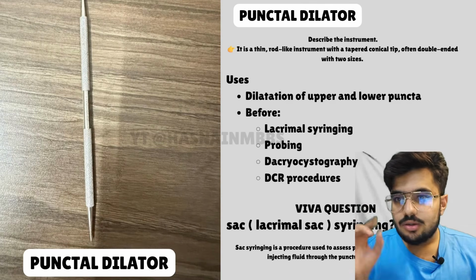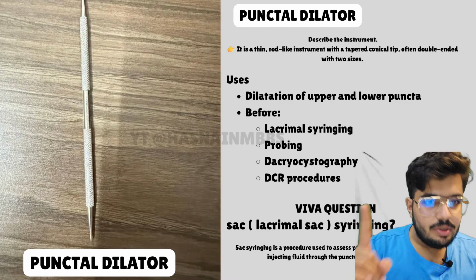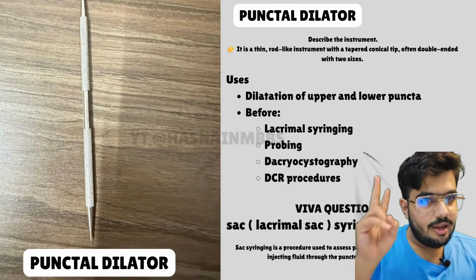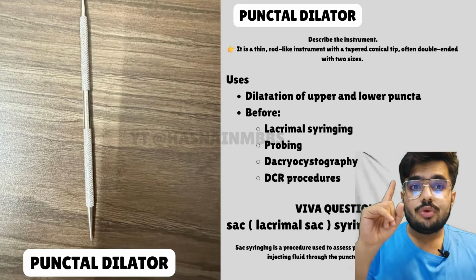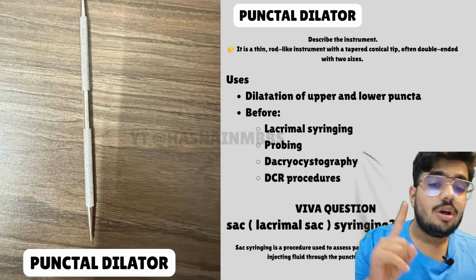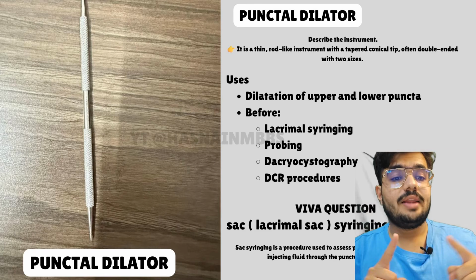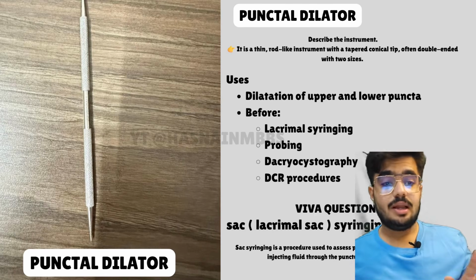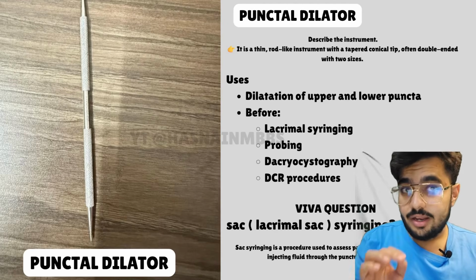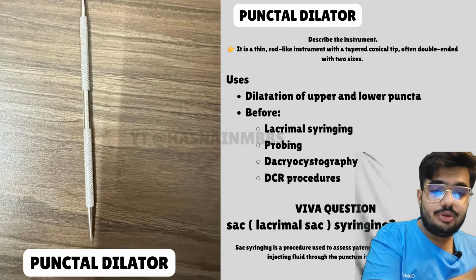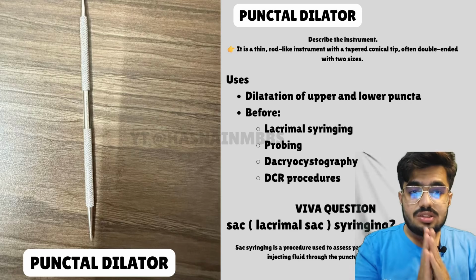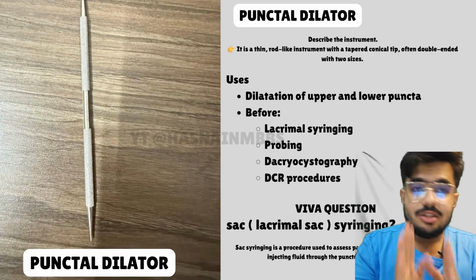When you are giving Viva, you are supposed to identify the instrument, punctal dilator, used to dilate the puncta. If the question is asked in which procedure, you answer lacrimal syringing. Don't answer probing, cystography, DCR procedure. Your Viva may be diverted toward the DCR procedure, and I believe most of you might not know that much in depth about cystography and all. So just stick with the simple lacrimal syringing.